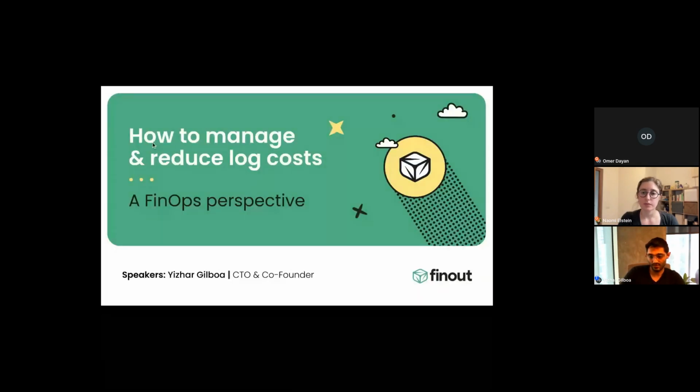Great. So, hi everyone, nice to meet you. I'm Itzhar. I'm the CTO and one of the three co-founders here at FinOut. FinOut is a platform for cost observability and the entire FinOps domain in general. And today we'll be speaking about how we can manage and reduce our log costs from a FinOps perspective.